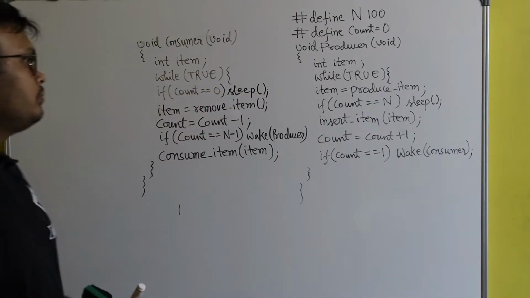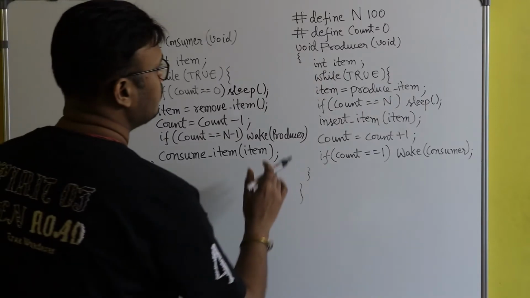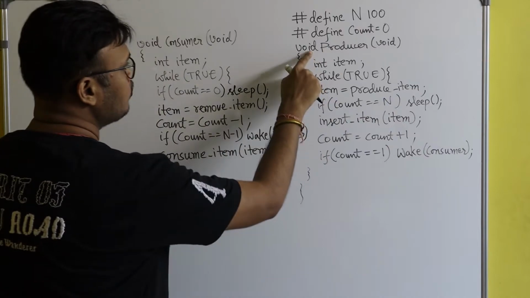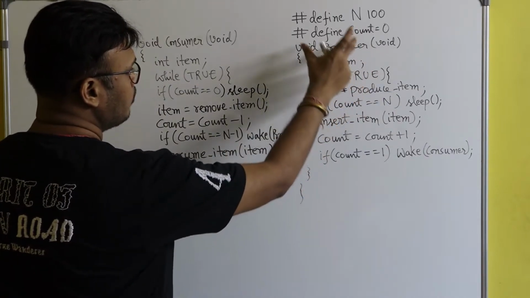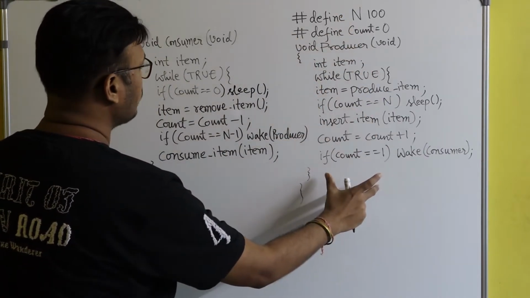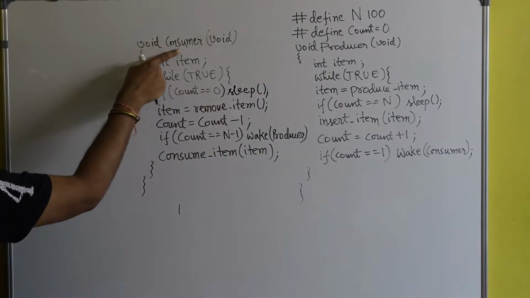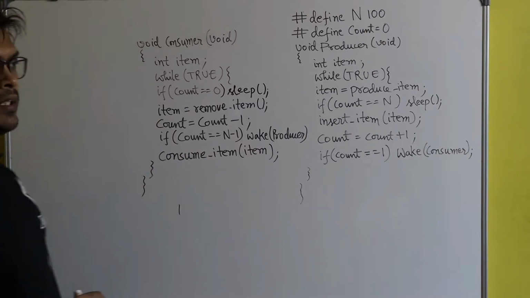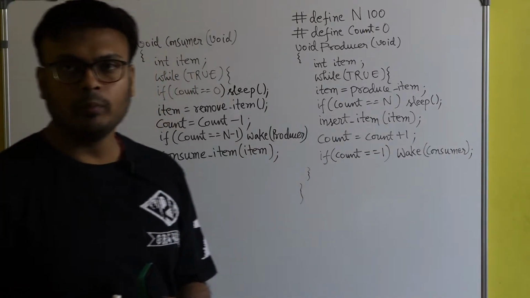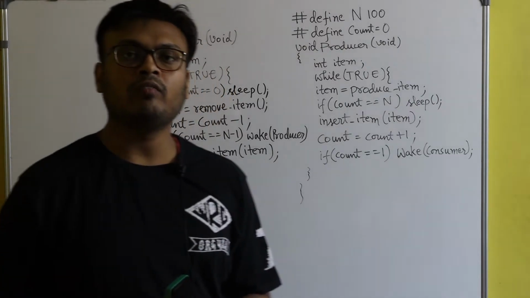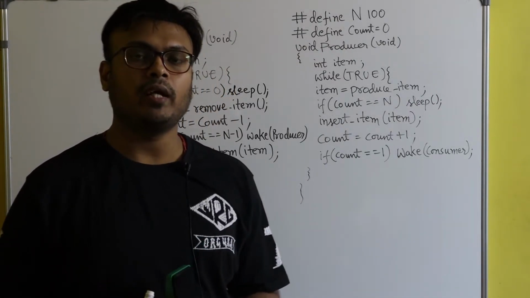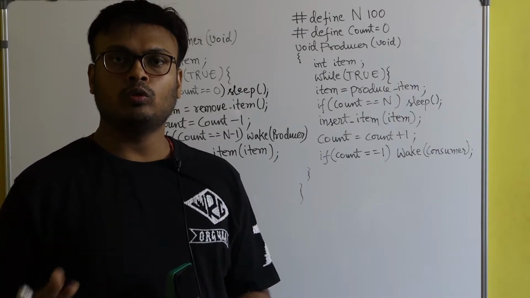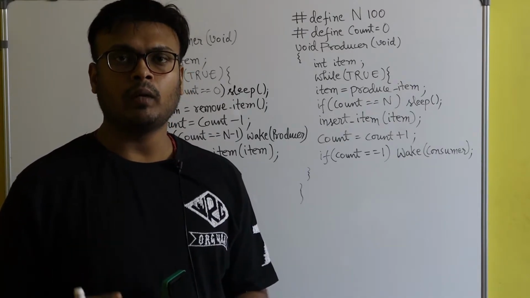Here you see I have written the code. This one is void producer, so the producer will execute this code, and here I have written void consumer, so the consumer will execute this code. Basically, a buffer will be there, which will be empty initially. The producer will produce some items, and those items will be kept in the buffer.